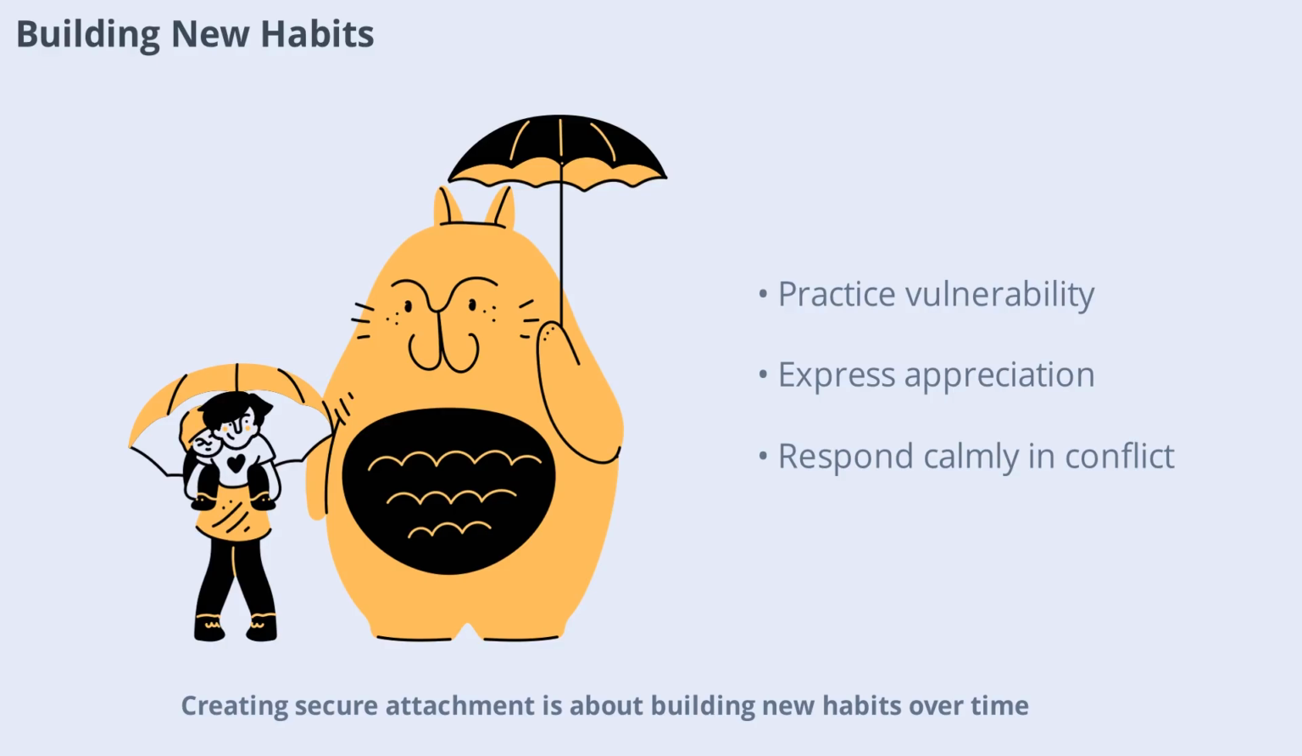Creating secure attachment is about building new habits over time. This might include practicing vulnerability, expressing appreciation, or responding calmly during conflict. Each positive step reinforces a healthier way of relating.